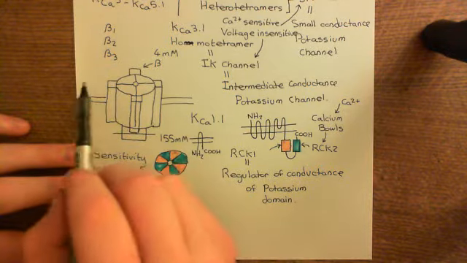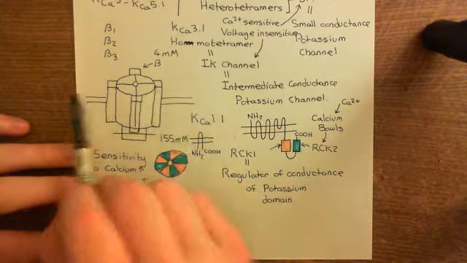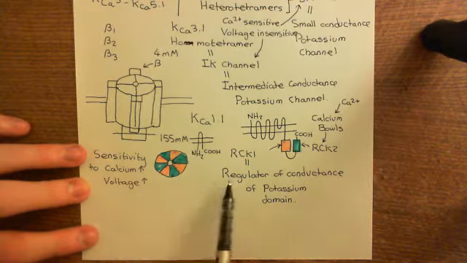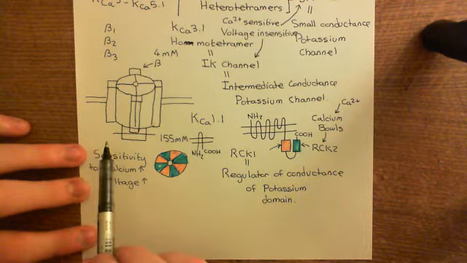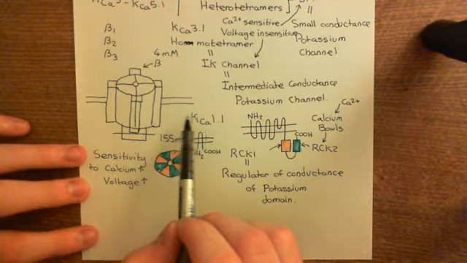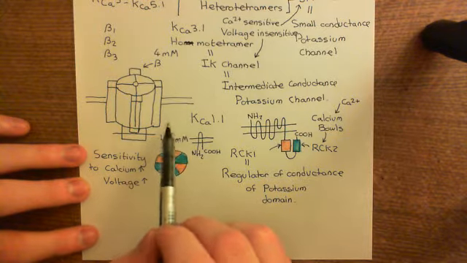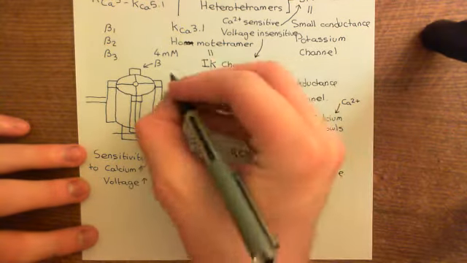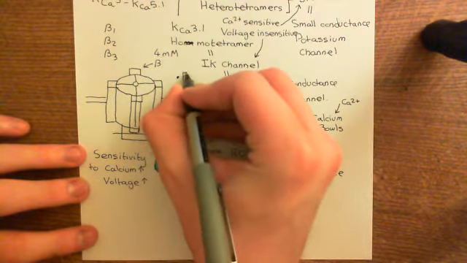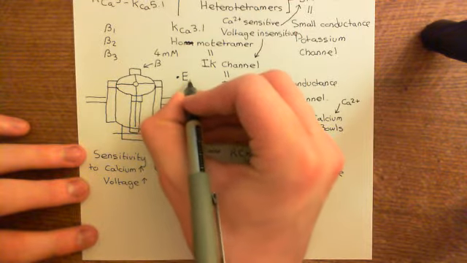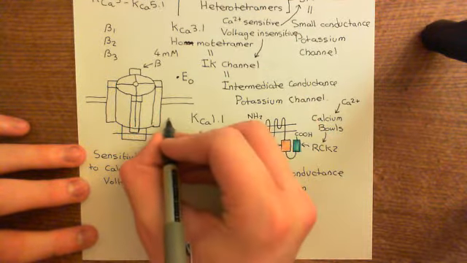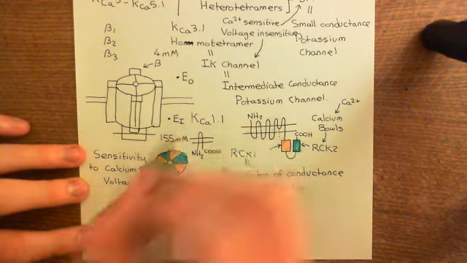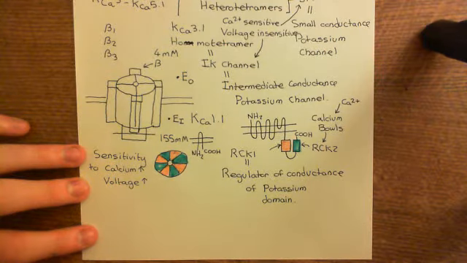Now, the electrical potential of all the points that are outside the cell will roughly be the same, and the electrical potential of all the points inside the cell will roughly be the same. However, the electrical potential inside the cell is not going to be the same as the electrical potential outside the cell. So we can measure the electrical potential outside the cell, which I will call E for electrical potential, and I'll put O for outside. And we can also measure the electrical potential inside the cell. These two numbers are not the same.